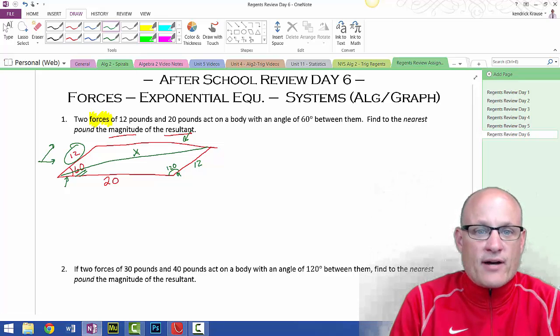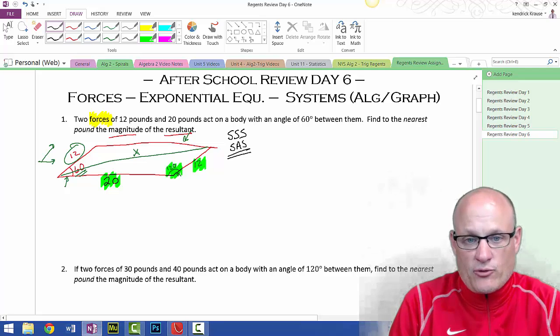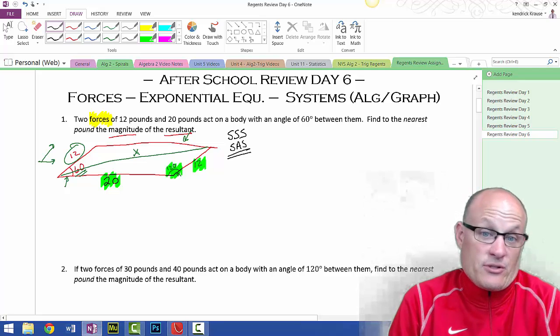So what do I have? I have side, angle, side. There are two times that we use the law of cosines: side, angle, side, and side, side, side. Those are the two times we really want to use the law of cosines. In this case, I want to use it to find X.